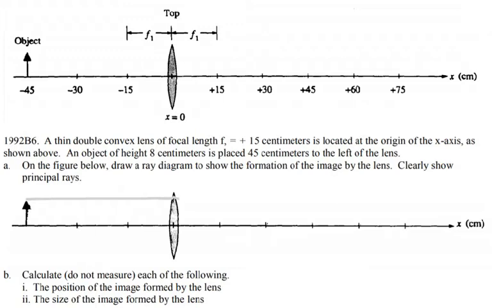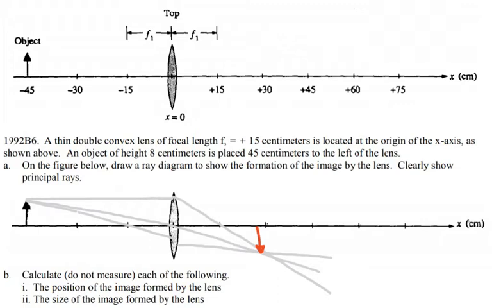Then a ray through the center without bending or refraction, so that one goes all the way through. The next one goes through the focal point and then parallel to the axis. I have the third ray, and my image appears to be somewhere right here.